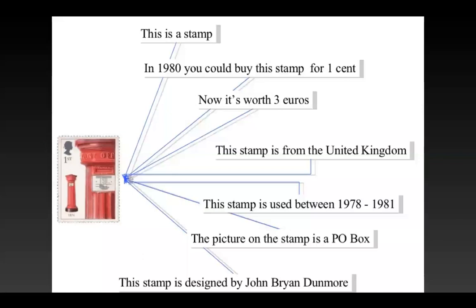And this is an example of how we define a postcard. This is a postcard. Basically, it's a stamp. In 1980, you could buy this for 1 cent. Now it's worth almost €3. This is a stamp from the United Kingdom. So each and every definition about this particular stamp is there. A separate database has been created, and if a person searches for stamps from the United Kingdom, this will also be one of them.